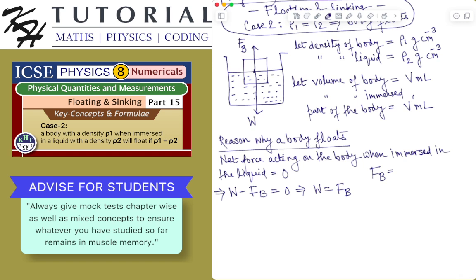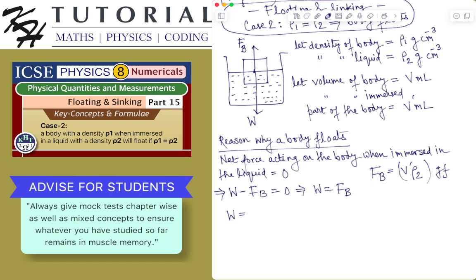Now, what is the mass of the displaced liquid? It will be V dash rho 2. V dash rho 2 is the mass of the displaced liquid, because the volume of the displaced liquid is equal to the volume of the immersed part of the body, which is V dash ml. This much gram force.